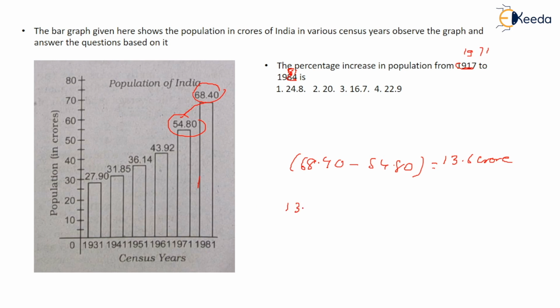So 13.6 divided by 54.80. After solving this, we'll come to know the percentage increase. This will be in fraction, so you have to convert into percentage. So multiply by 100. This comes out to be 24.8%. 24.8%, option 1. Next question.